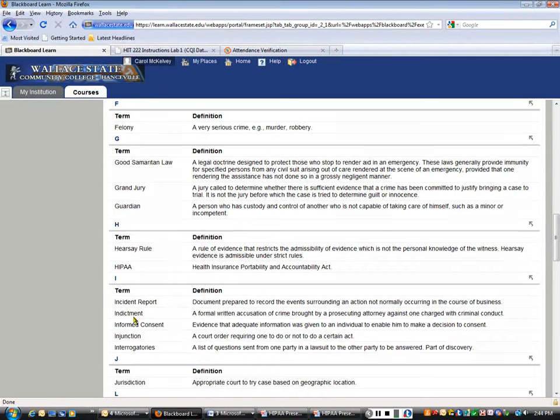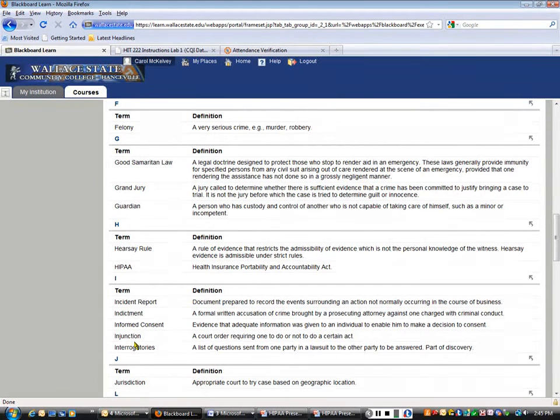Informed consent. We've talked about that. Evidence that adequate information was given to an individual to enable him or her to make a decision to consent. Remember, we said there's a big difference between a patient just signing a consent form versus a patient being given informed consent. The risks, the benefits, the alternatives of a particular procedure, those types of things, that they were given adequate information to make a decision. It's not just putting a piece of paper in front of them and saying, here, sign this.